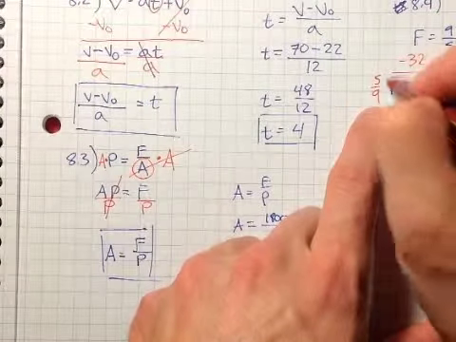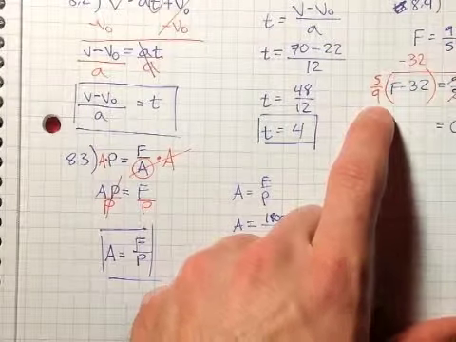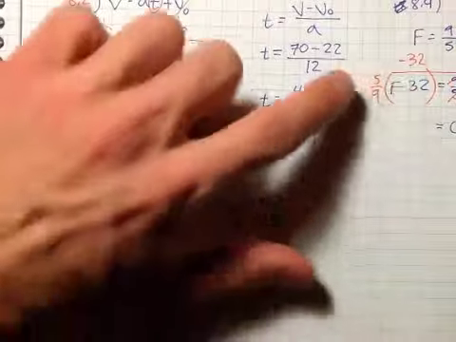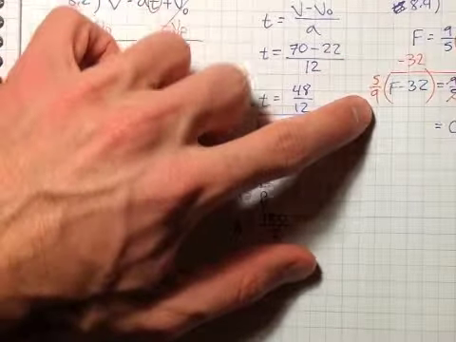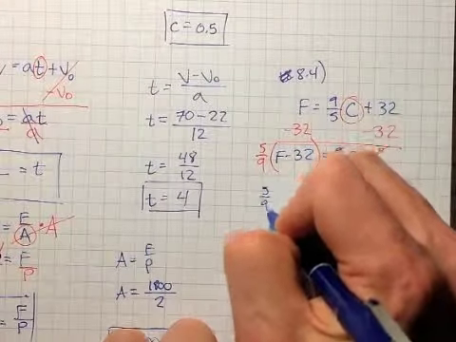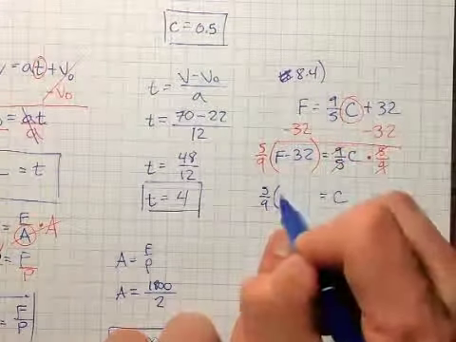And the way to indicate that is like that. Wrap the F minus 32 inside of parentheses, and then multiply it by 5/9. Okay? So, an appropriate way to write the final answer would be 5/9 times, in parentheses, F minus 32. And that's equal to C.